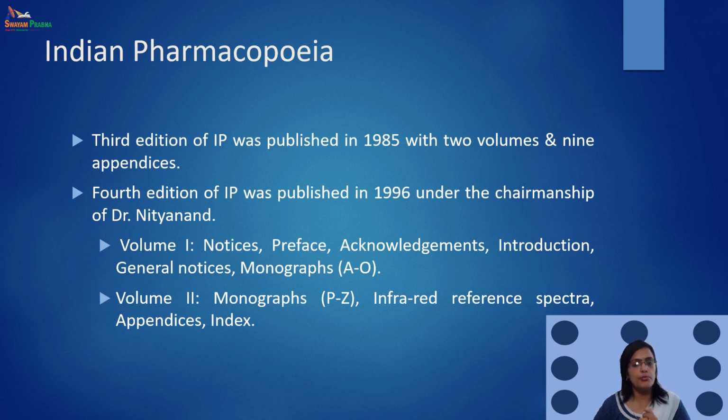The fourth edition of the IP came in 1996 under the chairmanship of Dr. Nityanand. Volume 1 contained notices, preface, acknowledgement, introduction, general notices, and monographs from alphabet A to O, and the second volume from alphabet P to Z.